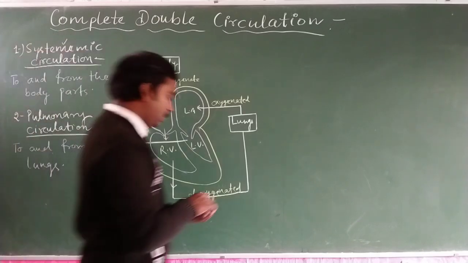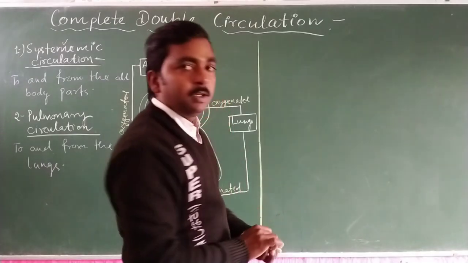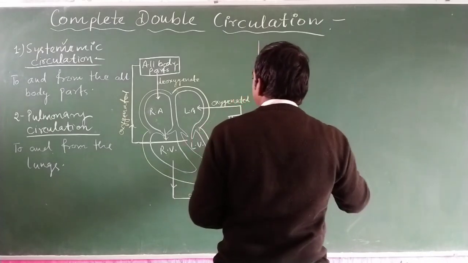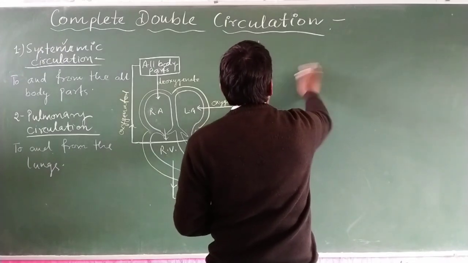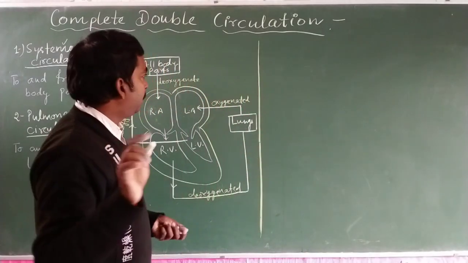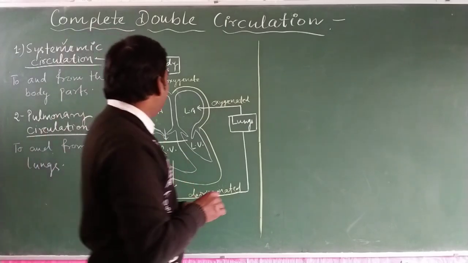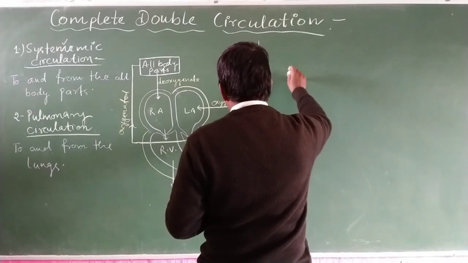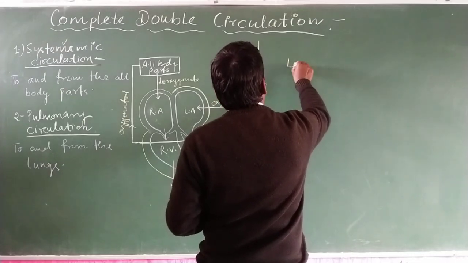Now we can also understand this complete double circulation with the help of a flow chart. In a flow chart we can draw an arrow diagram to indicate the flow of blood in a particular direction. Now let us start with the left ventricle.